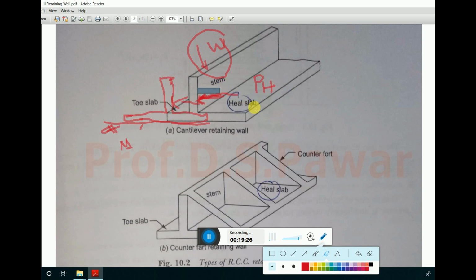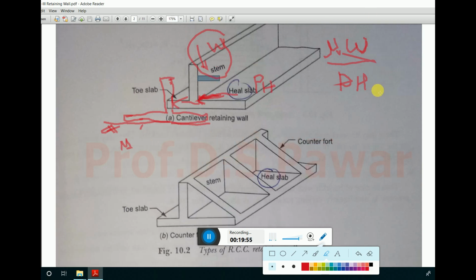And again, as clause 20.1 says, the ratio of W to pH, this ratio is mu, the coefficient of friction between the soil and concrete, into W, that is self weight, divided by pH. So this factor of safety ratio should be more than 1.5, and while considering the total weight W, we have to consider only 90% as per IS 456.